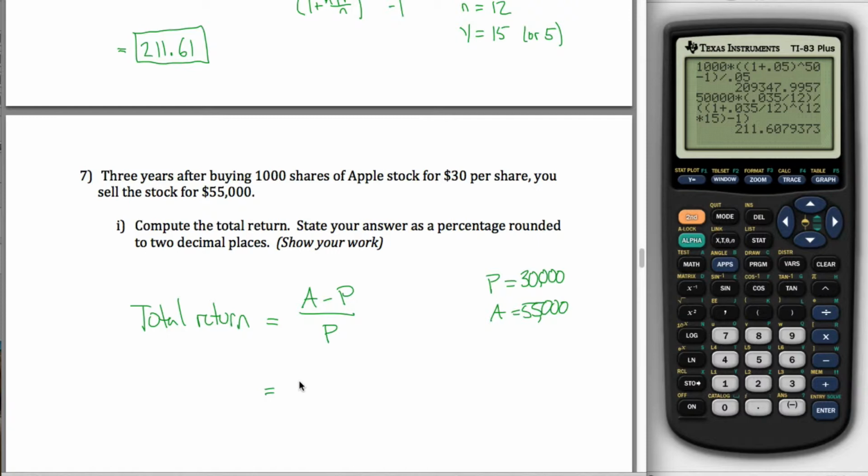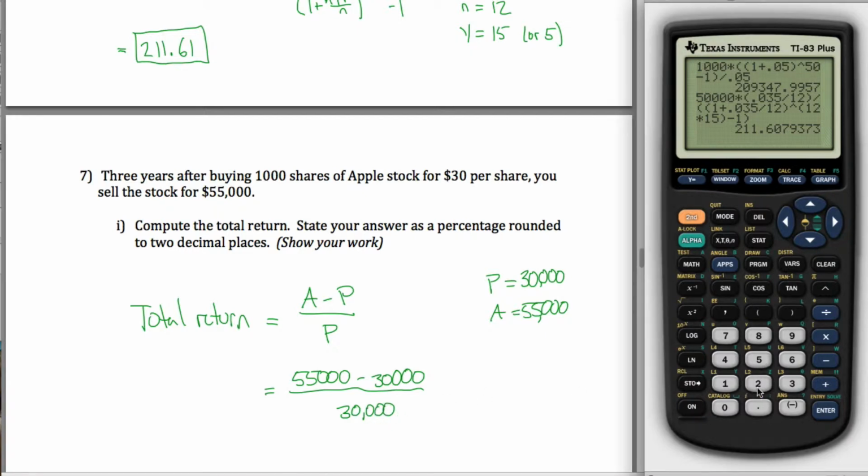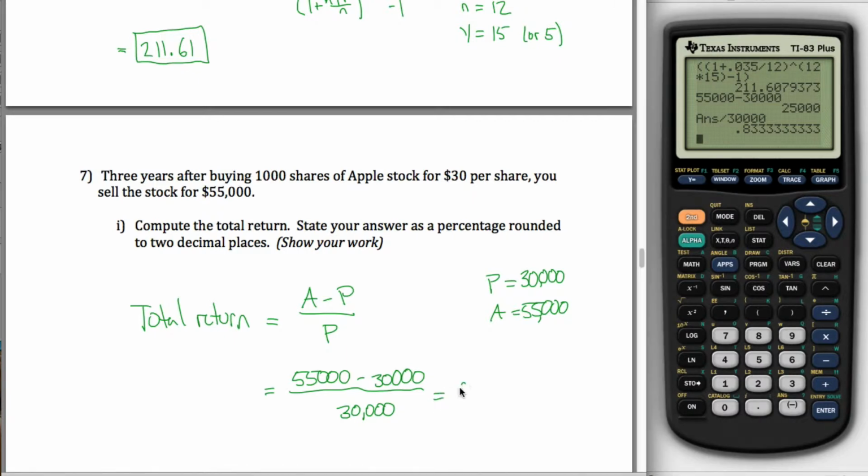Anyways, you plug in the numbers. A is 55,000, P is 30,000. Maybe I'll go without commas. And again, P is 30,000. So 55,000 minus 30,000 is the profit of 25,000. And if you take that 25,000 and divide it by what you originally paid, the 30,000, what you get is 0.83 repeating. However, it wants the answer as a percentage rounding to 2 decimal places.